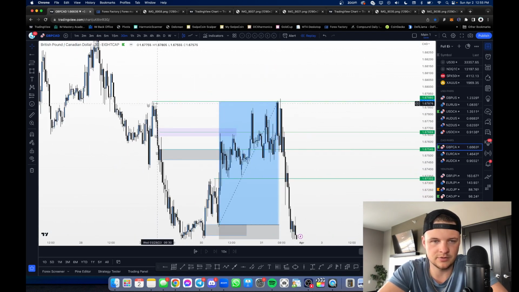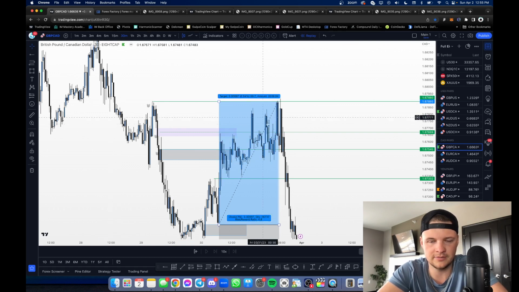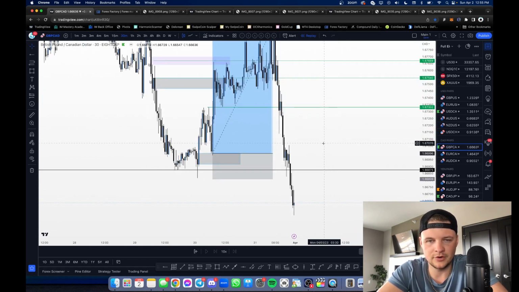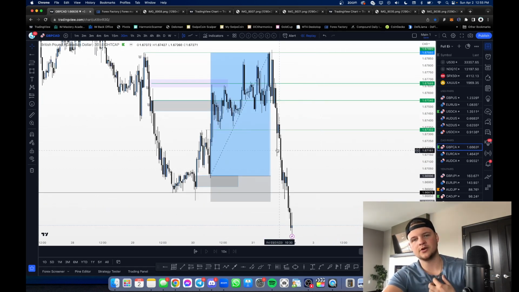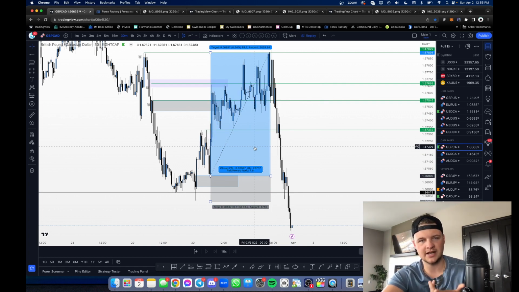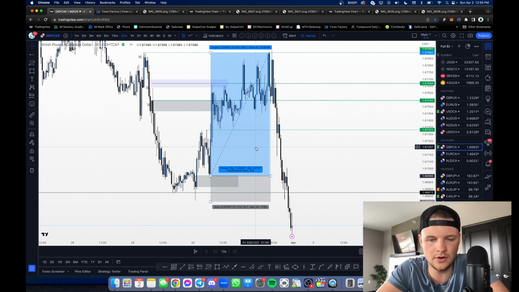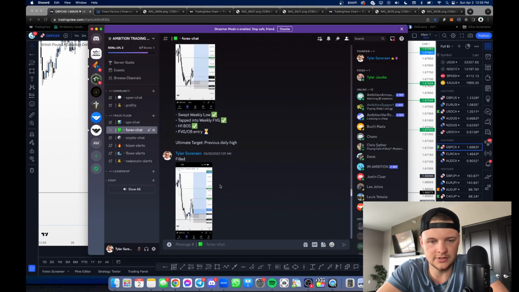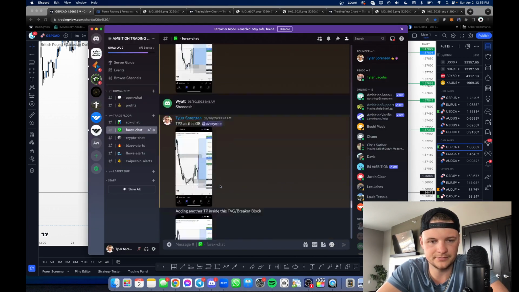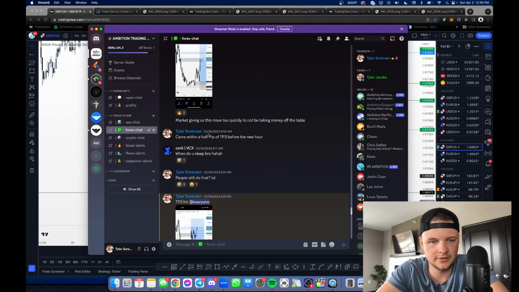Just looking at this, sweep of liquidity, breaker block right here, fair value gap. So, yeah, great, amazing trade. This was definitely the trade of the week. Almost, what was this, 90 pips, almost 89.7 pips. So, yeah, definitely trade of the week as far as all that goes. And then just to show you guys everything being called on the Discord, there you guys go.